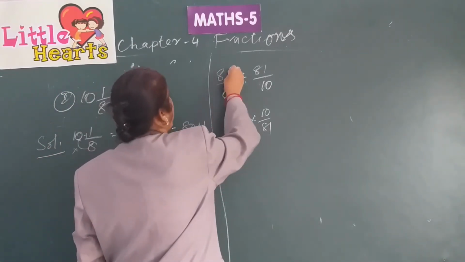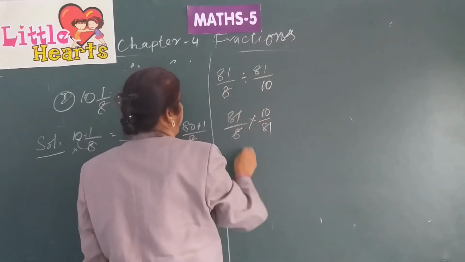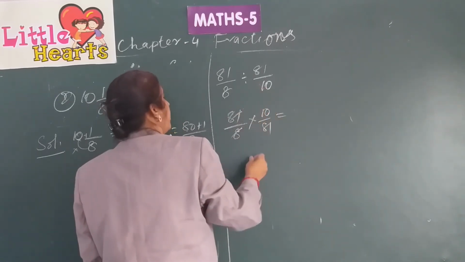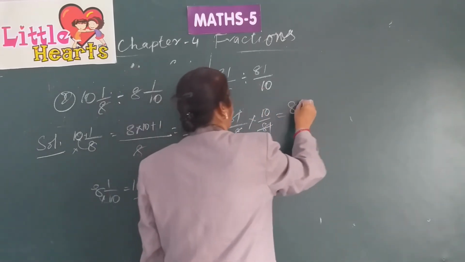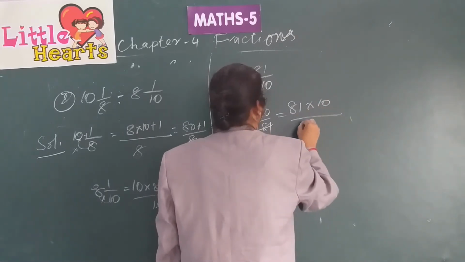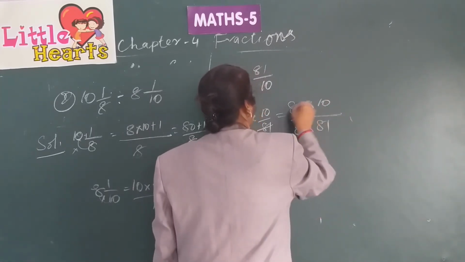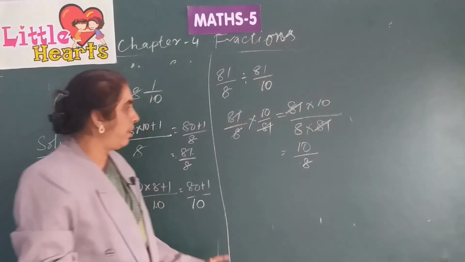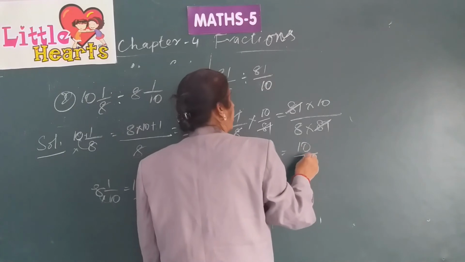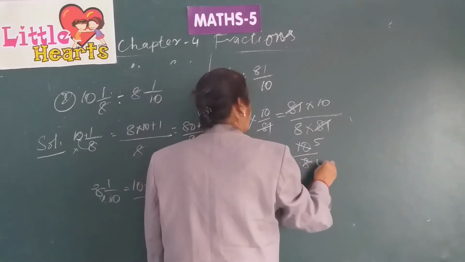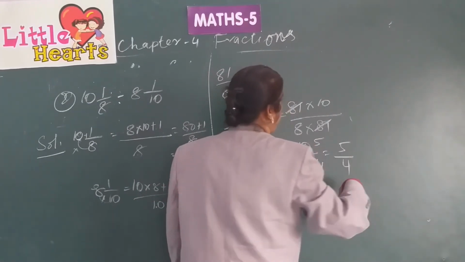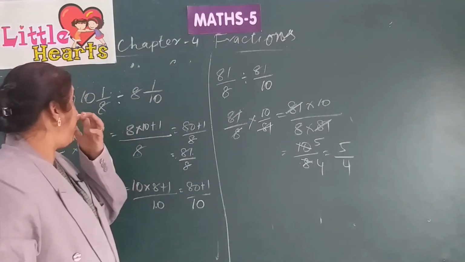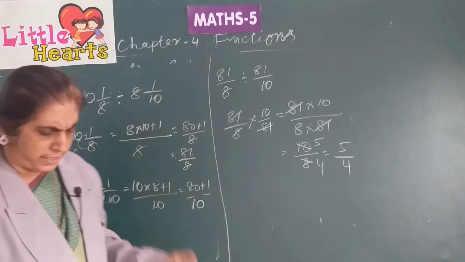81 by 8 divided by 81 by 10. 81 by 8 into 10 by 81. So 81 gets cancelled. 81 into 10 by 8 into 81. 81 gets cancelled. 10 by 8 is left over. 2 5s are 10, 2 4s are 8. So 5 by 4 is the final answer. So in this way you can divide fraction by fraction and mixed fraction by fraction.